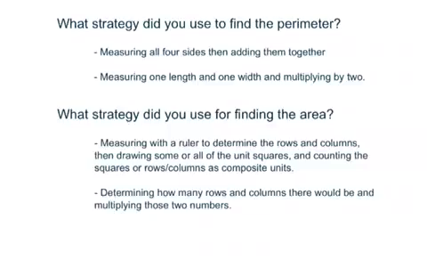And then what strategy did you use for finding the area? You may have measured with a ruler to determine the rows and columns, then drawn some or all of the unit squares inside of it, and then you could have counted all the squares or the rows and the columns as composite units. So you definitely could do it that way. You also could determine how many rows and columns there would be and multiply those two numbers. You may have had yet another strategy. You can tell me about it when you come to the lesson.